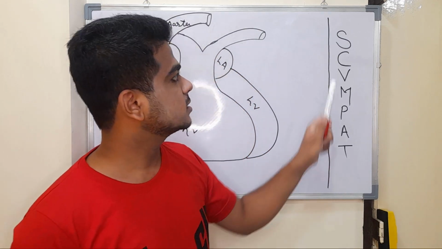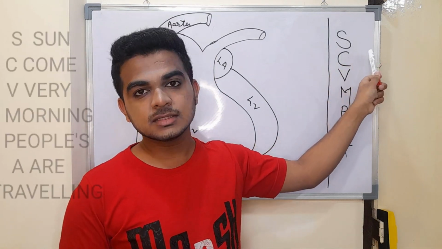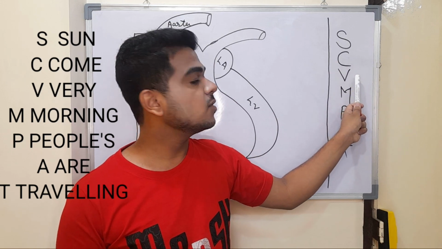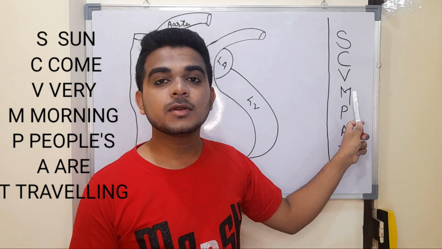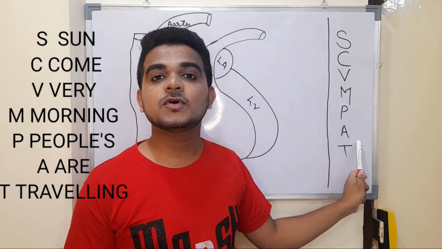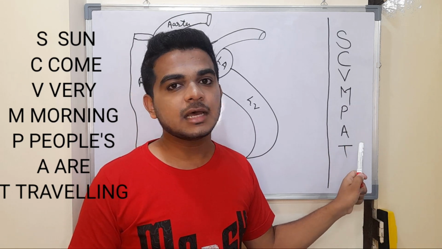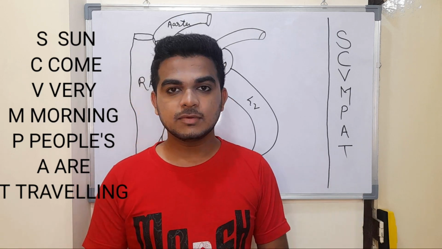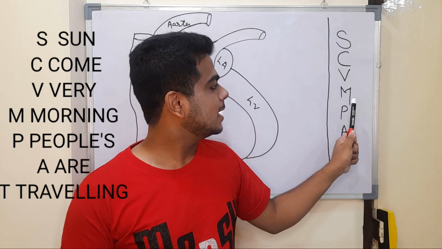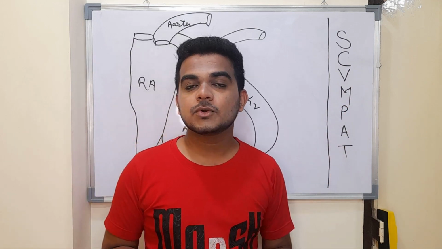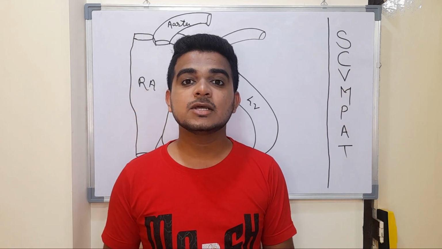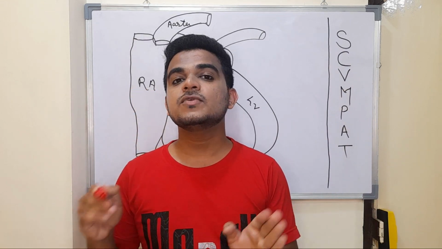First, S stands for sun, Suraj. C stands for come, V stands for very, M stands for morning, P stands for people, A stands for are, and T stands for travel. Sun come very morning, people are traveling. Through this mnemonic you have to keep in mind which letter stands for which artery.